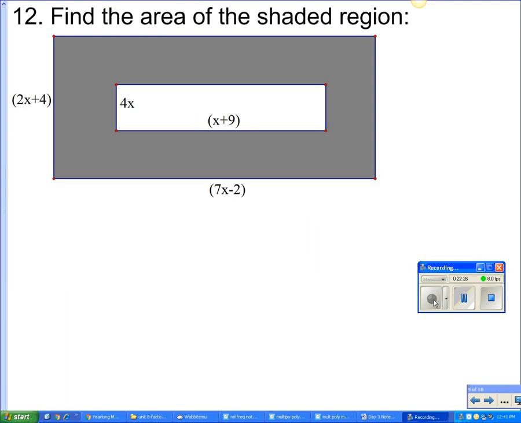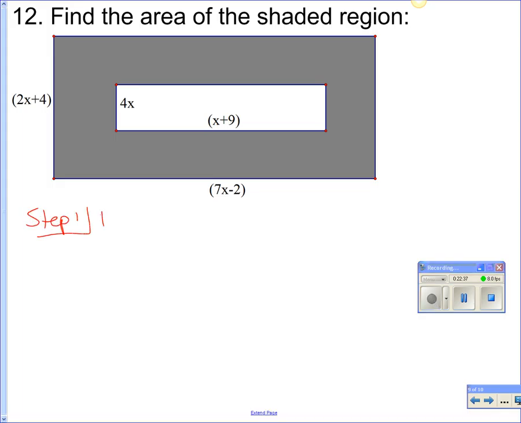Last one, number 12. All right, Caitlin, what's step 1? Good. Step 1 is big. Devin, what am I using for the big box? What numbers? All right. So big box first, 2x plus 4 and 7x minus 2.